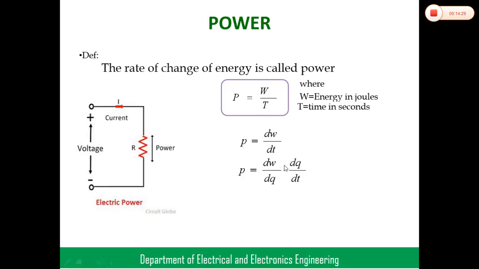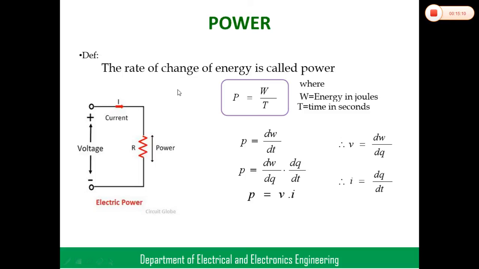Here dW by dq is nothing but voltage, V equal to dW by dq, as I told you in the previous definition. And dq by dt is nothing but current, I equal to dq by dt. So the power can be written as V into I. Very important: P equal to V into I.